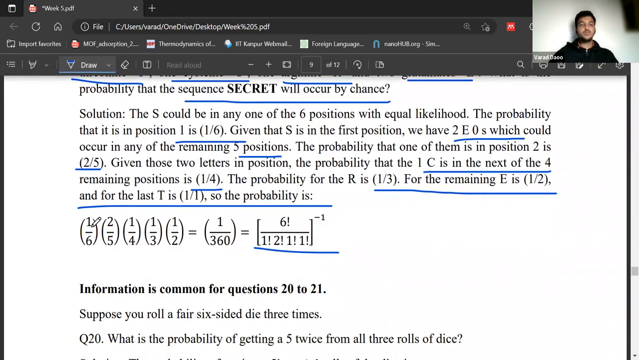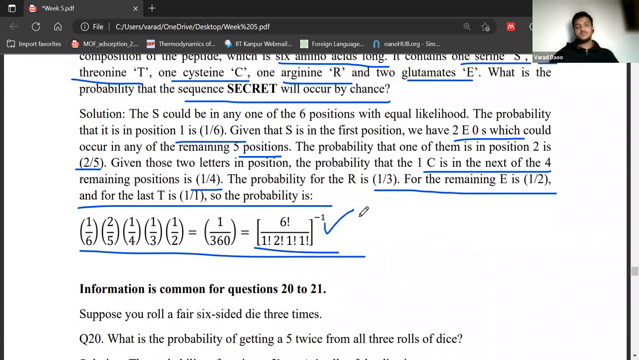The total probability will be 1 by 6 multiplied by 2 by 5 multiplied by 1 by 4 multiplied by 1 by 3 multiplied by 1 by 2, which is nothing but 1 by 360, which in factorial form could also be written as this.